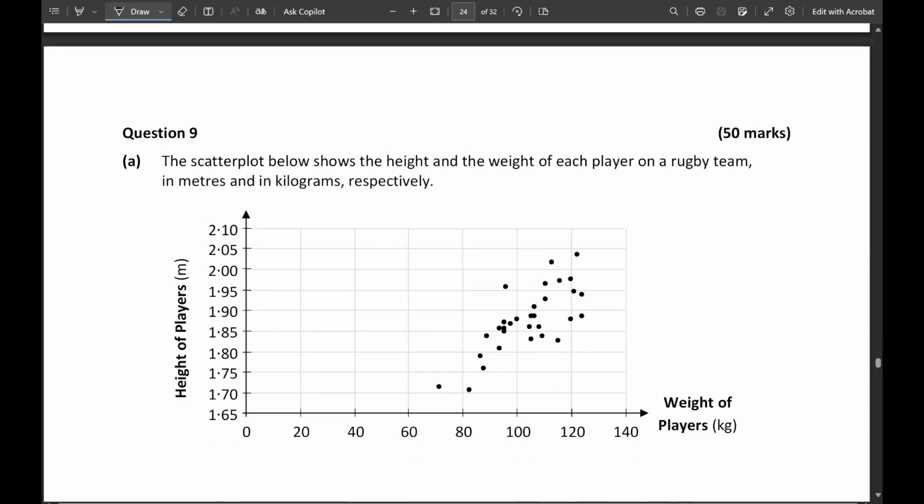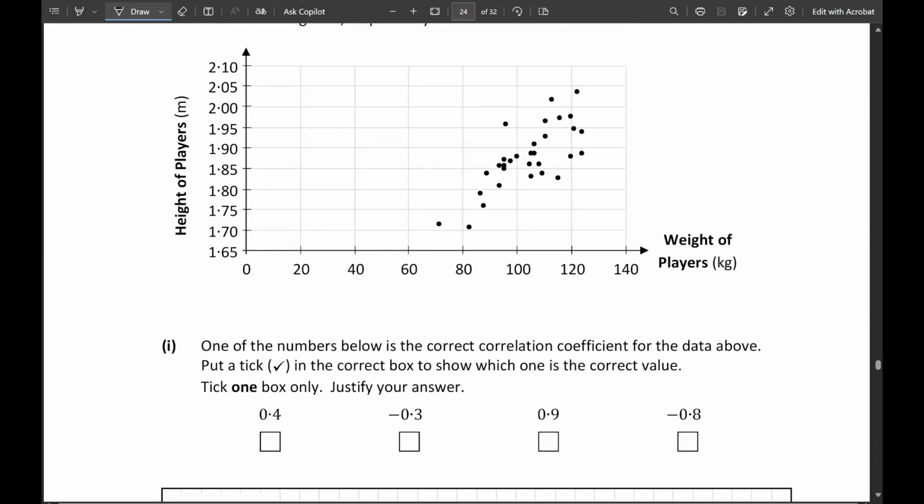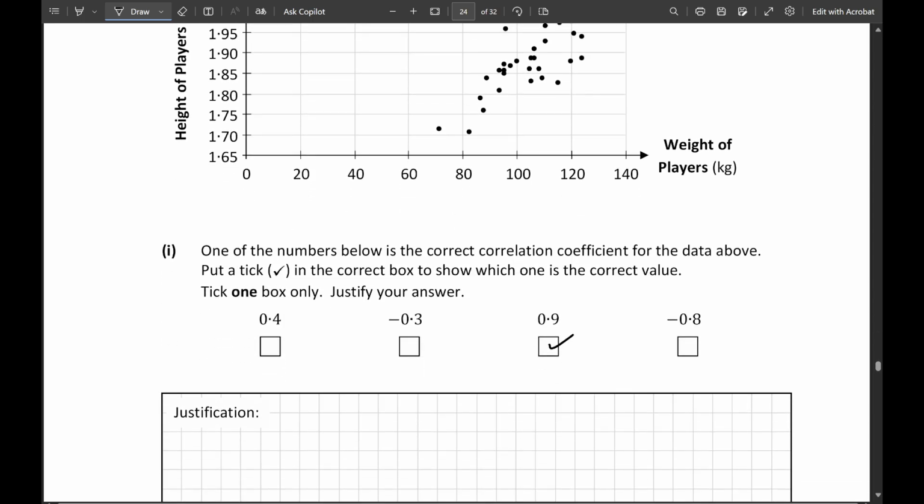Nice. Ooh, scatter plots. Shows the height and weight of each player in a rugby team in meters and kilograms, respectively. One of the numbers is the correct correlation coefficient for the data, which is the correct value? Well, it's pretty strong, kind of lies close to whatever the line of best fit is, so 0.9. Strong, positive correlation.